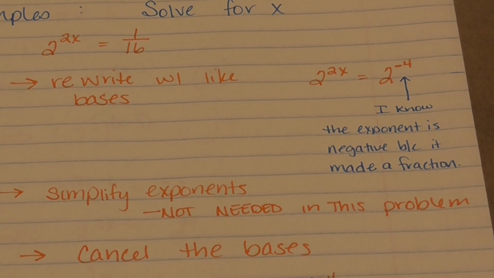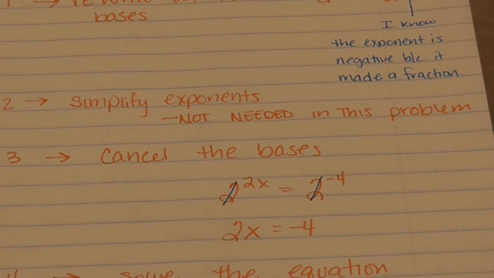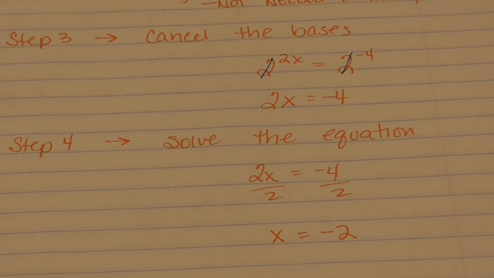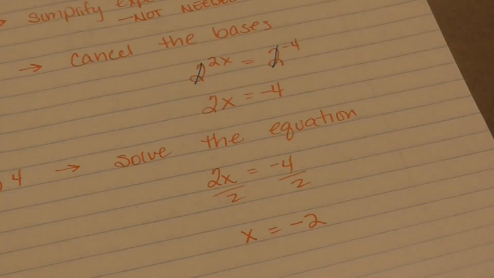I need to simplify my exponents. Well, I don't need to do that in this problem. Cancel the bases, and I'm left with 2x equals negative 4. Then I need to just solve the equation. So when 2x equals negative 4, x must equal negative 2.